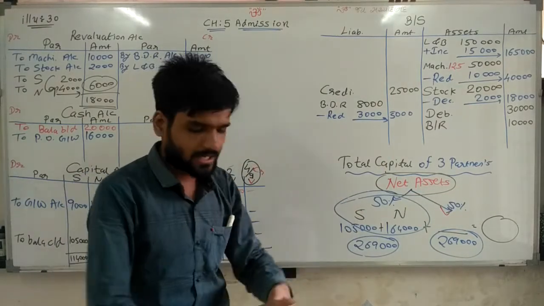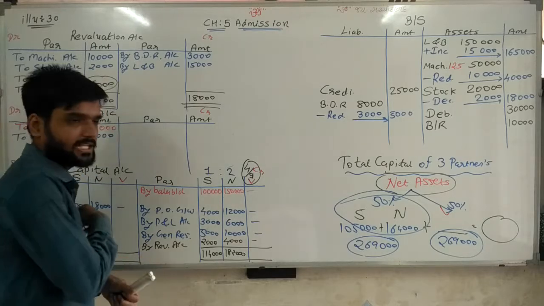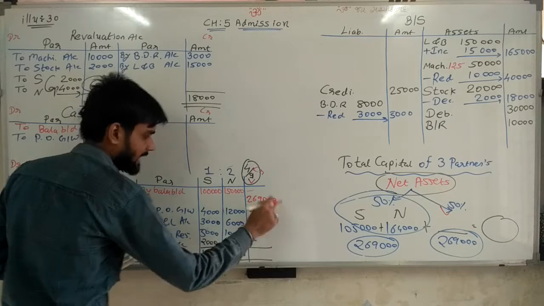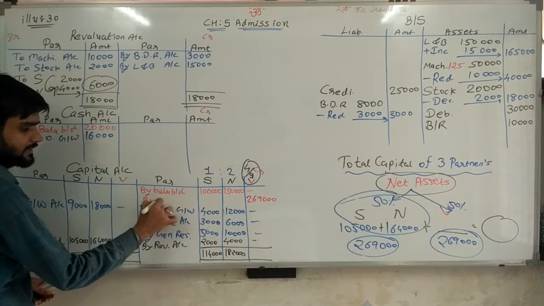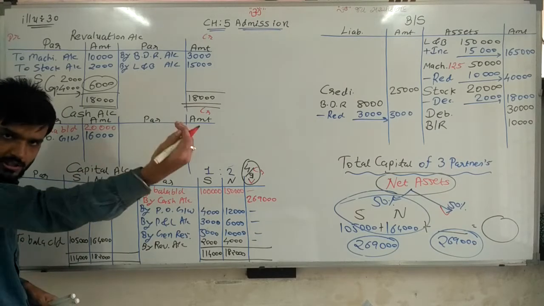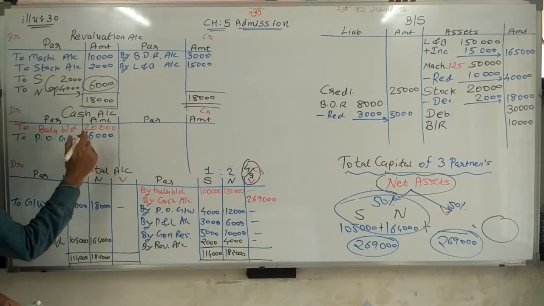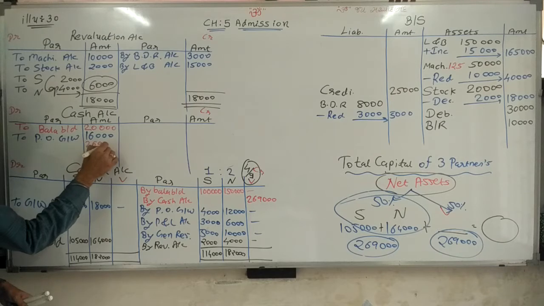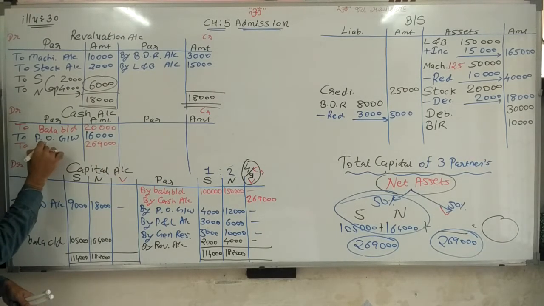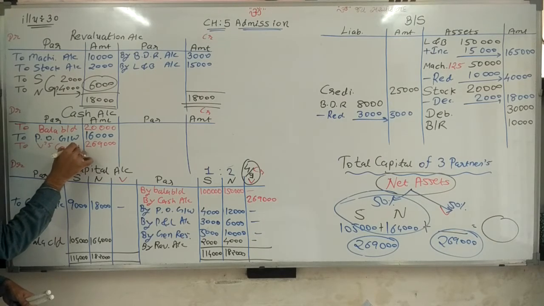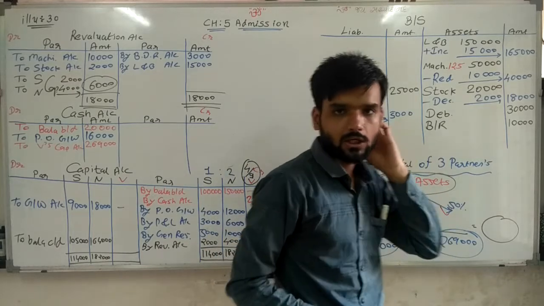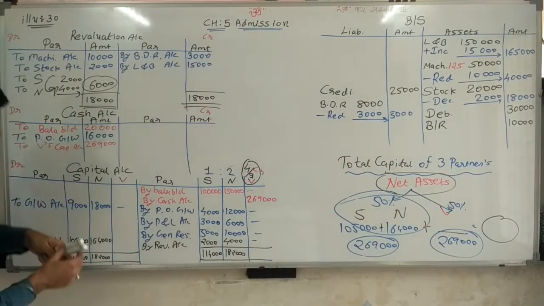269,000 is brought by the partner, and this 269,000 I am writing here against it, by cash account, because he brings cash. Cross amount in cash account. And writing to Vijay's capital account. Now close the accounts. Don't worry.